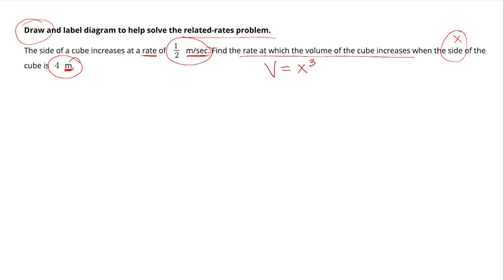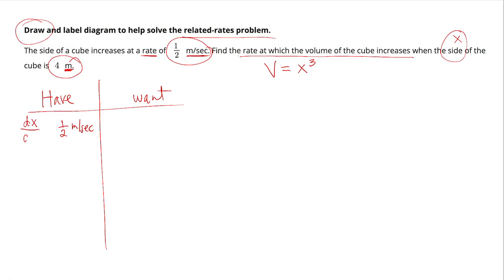Okay, so then over here, what I'm going to do is write out what I have and what I want. So what do I have? I have 1/2 meters per second. So that's the side of the cube increasing. If the side is increasing, I can notate that as dx/dt. So it's increasing with respect to time, because looking at the units, it's per second, meters per second. Okay, so dx/dt is how I will notate that.